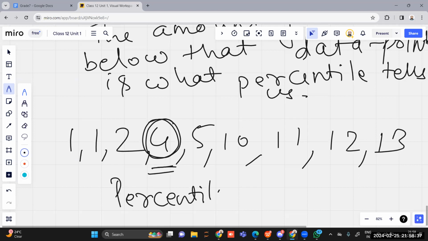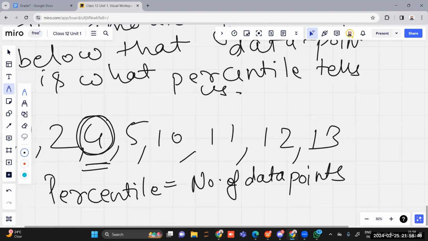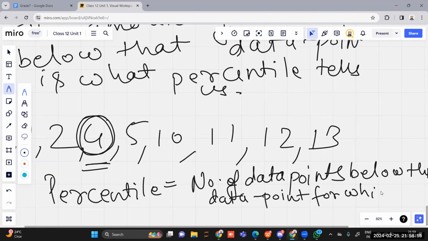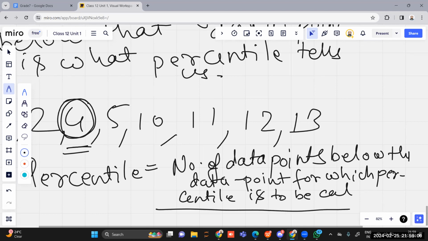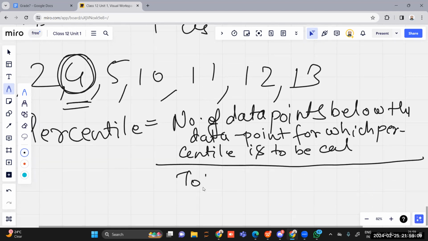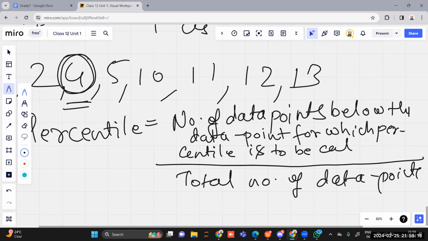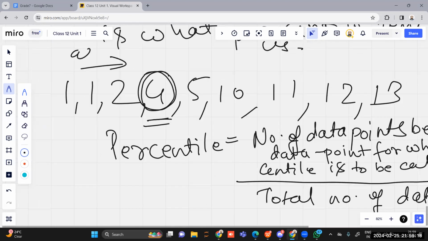Percentile is the number of data points below the data point for which percentile is to be calculated, upon the total number of data points. So we need to write the data in ascending order first.